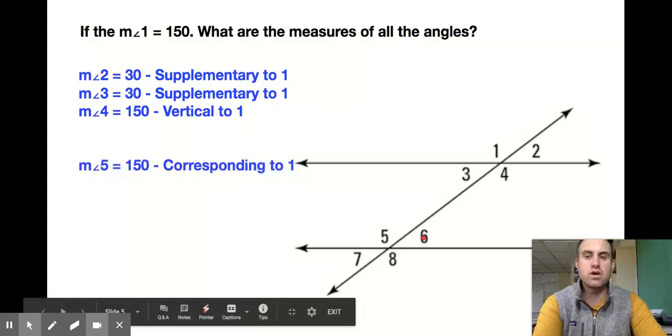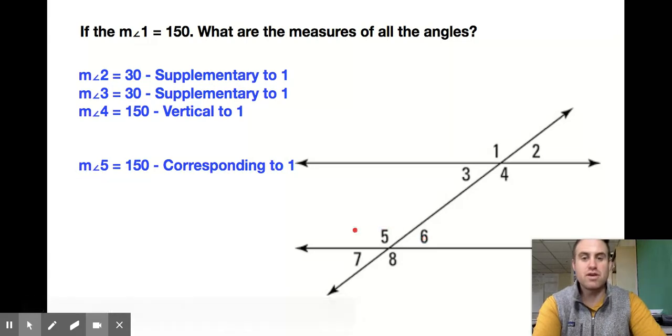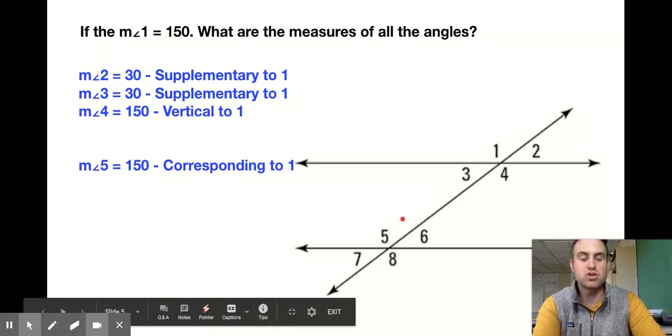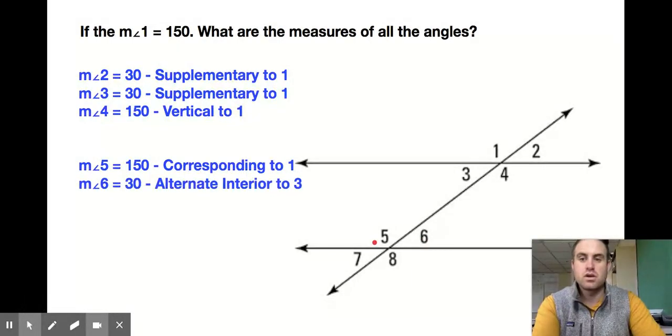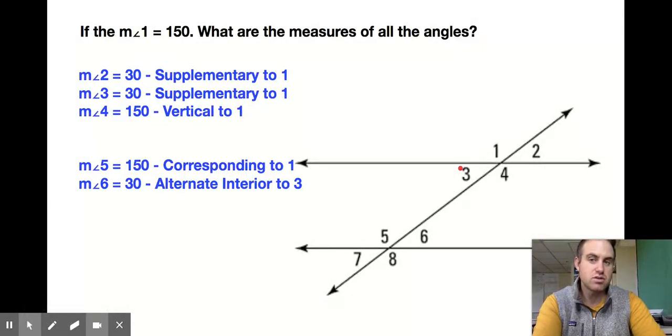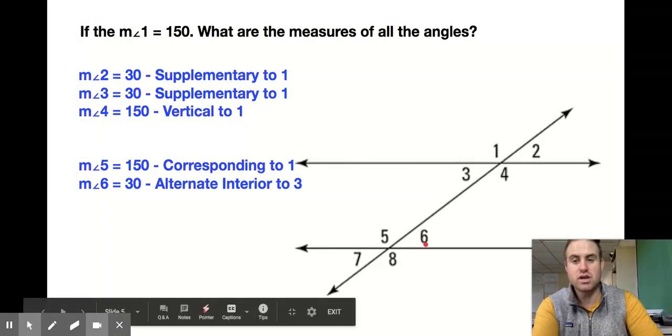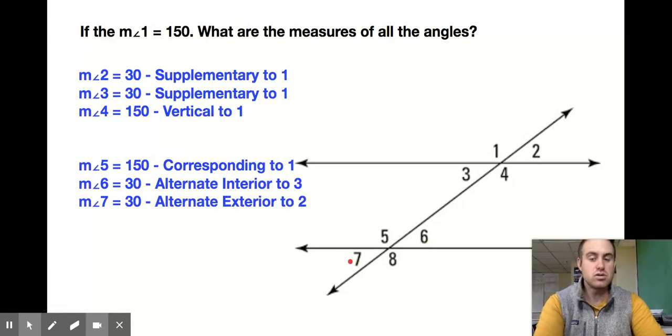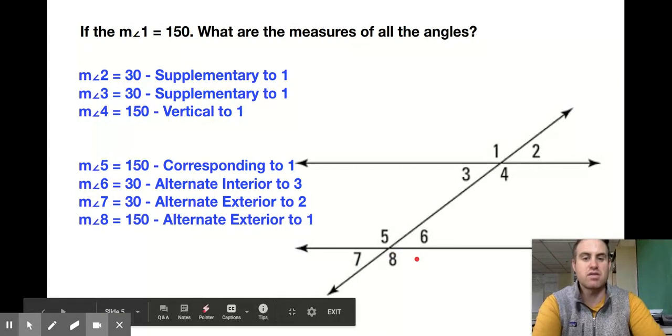So let's go ahead and label those. The measure of angle 5 will be 150 because it's corresponding to 1. The measure of angle 6 is alternate interior to 3. And since 3 is 30, 6 is 30. And then 7 would be alternate exterior to 2. So that would be 30 degrees as well. And finally, 8 will be 150 degrees.